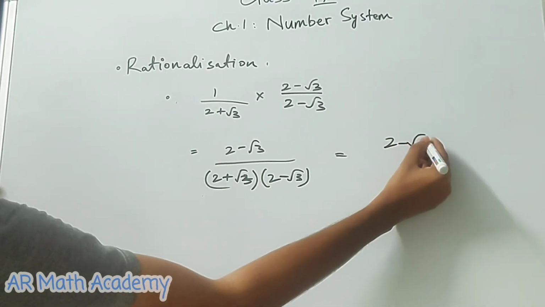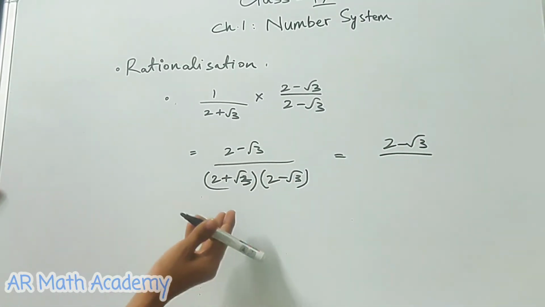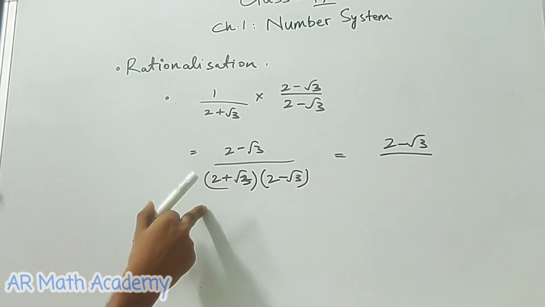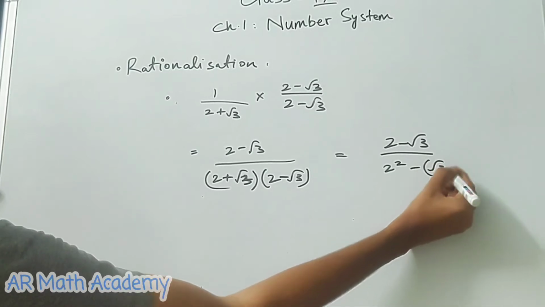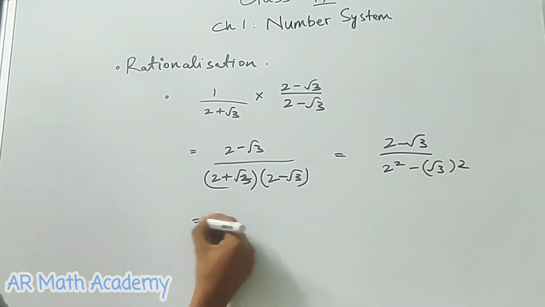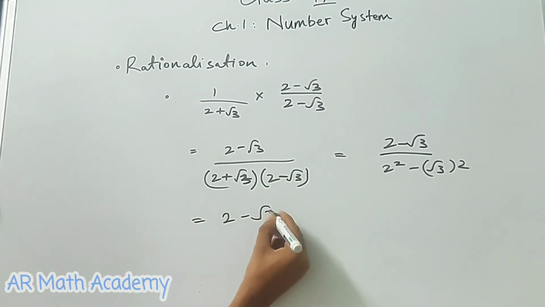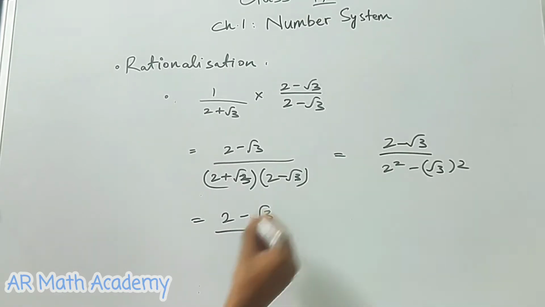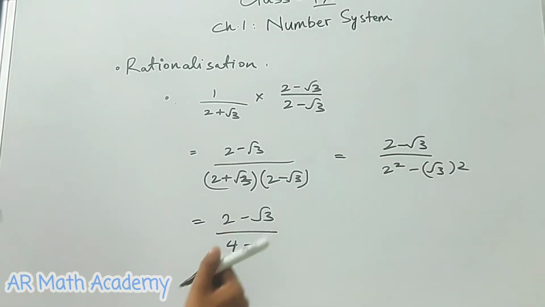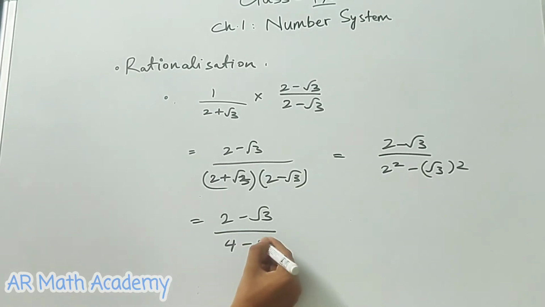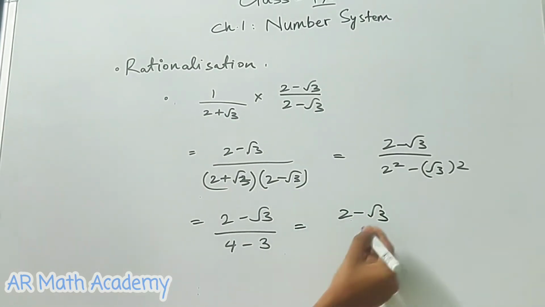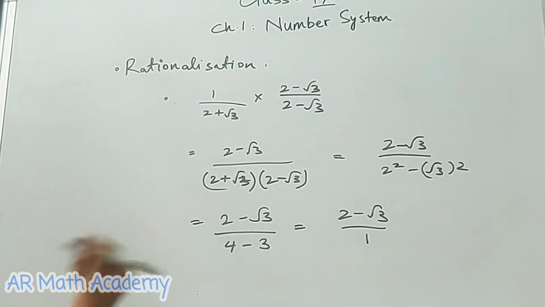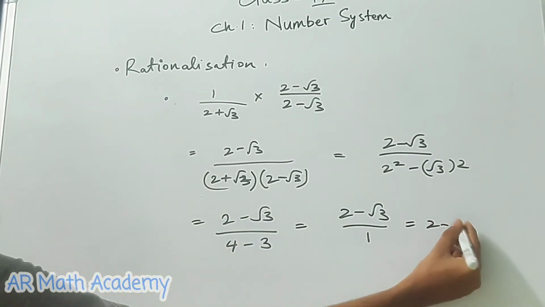So 2 minus root 3 divided by, what is a square minus b square in this case? 2 square minus root 3 the whole square. So now this number turns out to be 2 minus root 3 divided by 2 square, which is 4, and root 3 square is 3, right? So 4 minus 3, which is 1. So 2 minus root 3 divided by 1, which is 2 minus root 3.